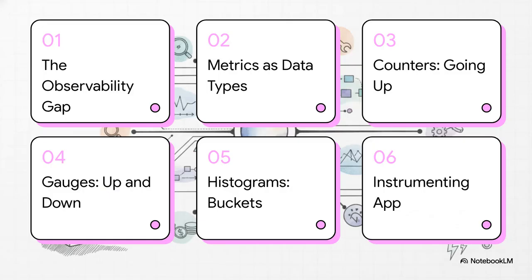Okay, here's our game plan for today. First, we'll look at the observability gap, then metrics as data types. From there, we'll break down the big three: counters, gauges, and histograms. And finally, we'll wrap up with instrumenting your app. Simple, logical flow. Let's get to it.